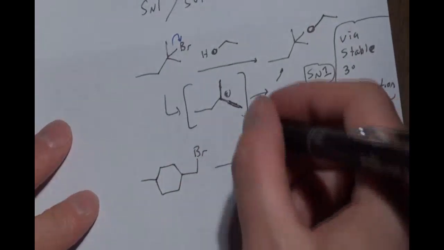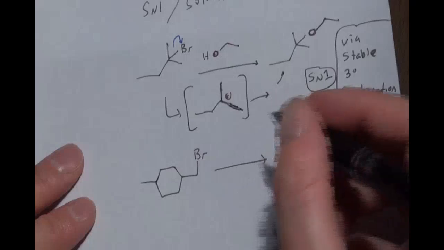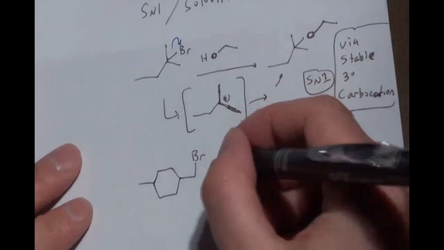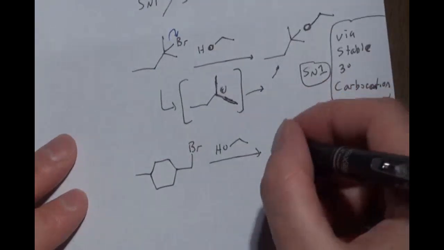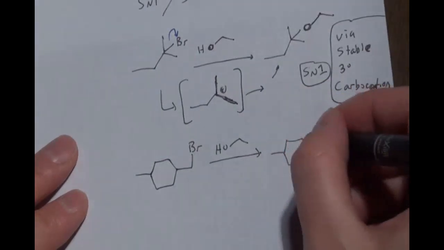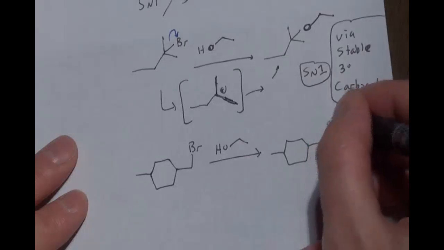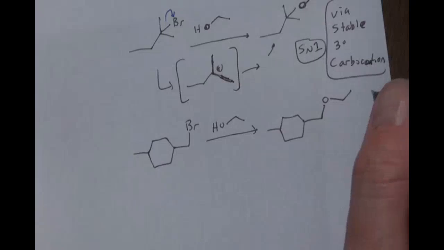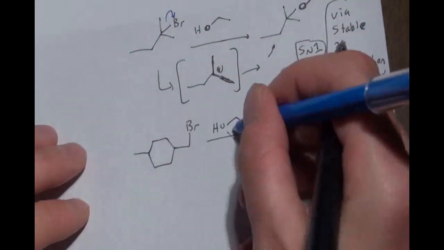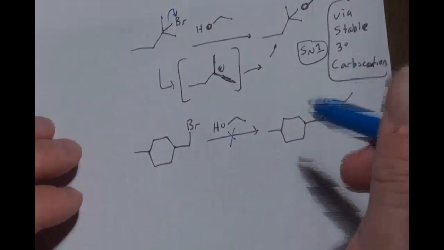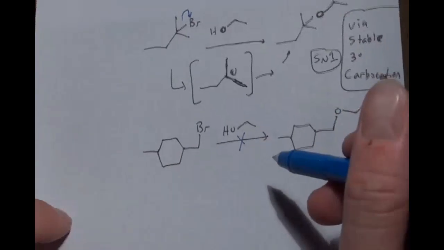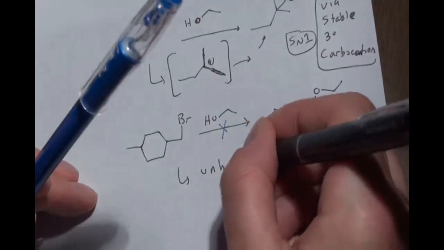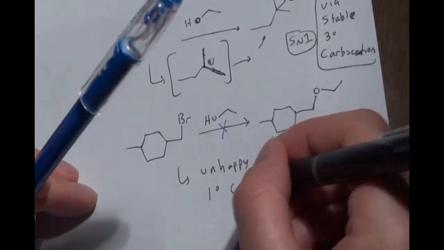Solvolysis, which is a carbocation mechanism: if I do it for this cyclohexane with a methyl primary bromide, and I do the same thing, you might think the product would be something like that, but it's not, and it doesn't occur because you'd be going through a primary carbocation, right? Unhappy primary carbocation.